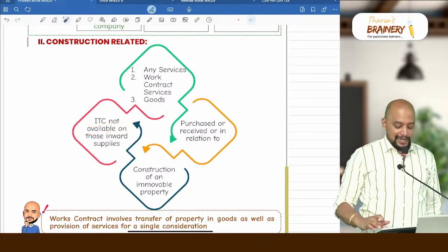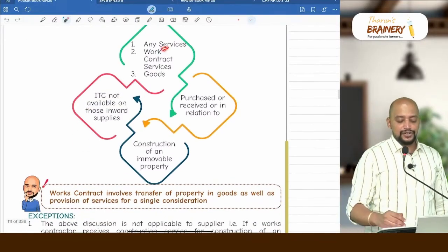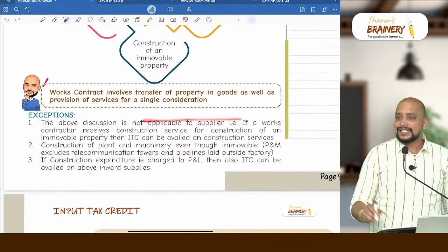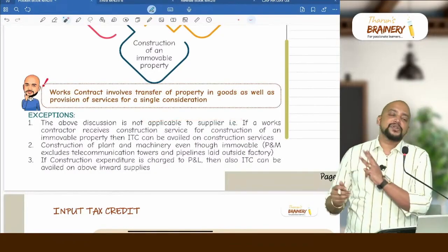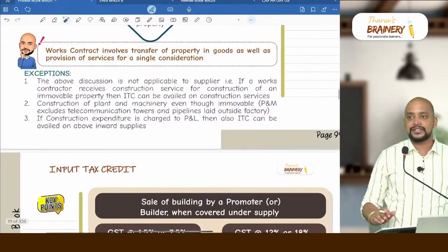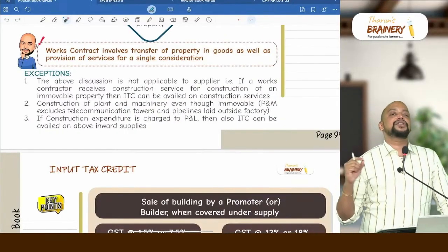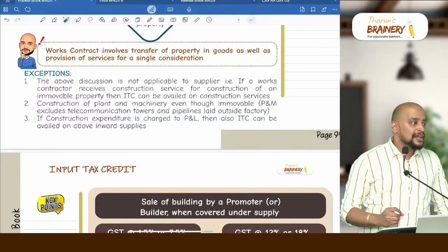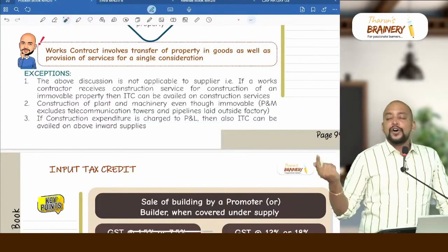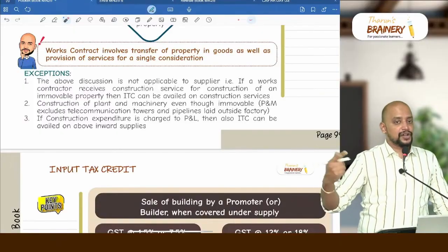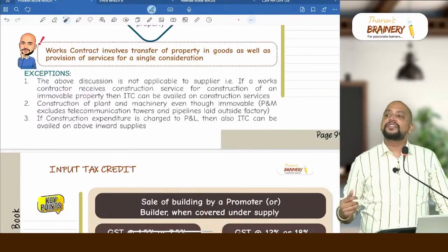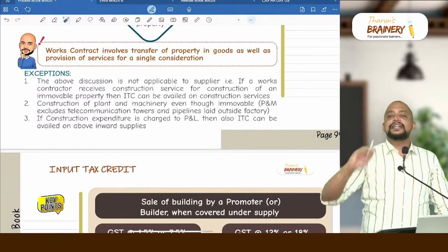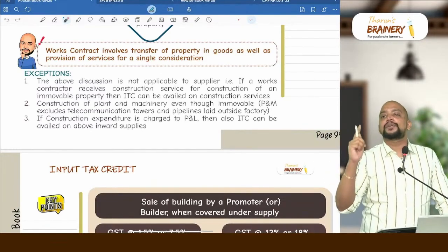ITC not available. And in this case, what is the meaning of works contract? Works contract means transfer of property in goods as well as provision of services for a single consideration. But there are three exceptions where we can take ITC on these three inward supplies. Exception number 1, the restriction is only to the owner of the property. The restriction is not applicable to the supplier, that is a builder who is receiving works contract service, or a builder who is receiving any service for construction of immovable property for his client, or if the builder is purchasing any material for construction of immovable property for his client, definitely he can take ITC, but only the owner of the property cannot claim ITC.